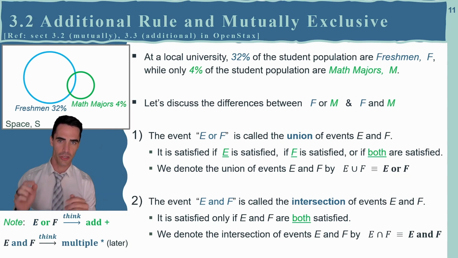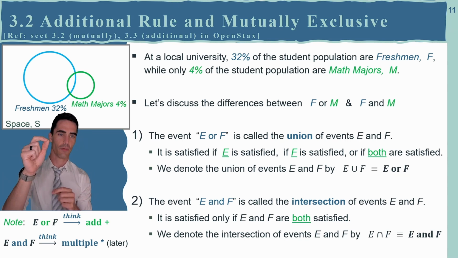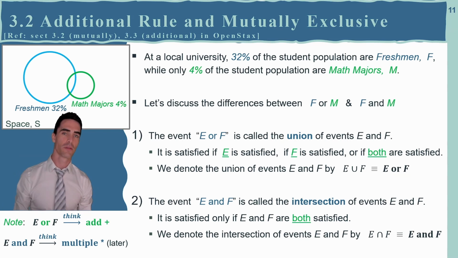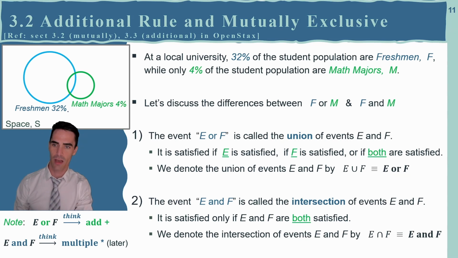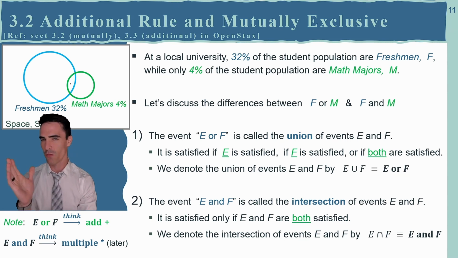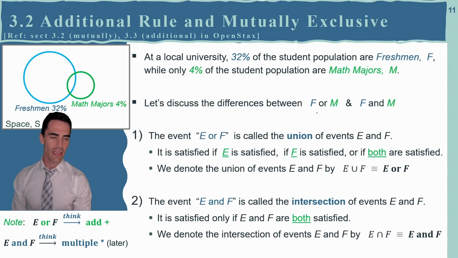Much of our introduction here is going to center around this idea that we have a local university, 32% of which are freshmen and 4% are math majors. And so I have my little Venn diagram up top here showing, again, maybe there's overlap, we're not quite sure, but let's discuss what that interaction is. There's two different relationships that we can look at here. The first is freshman or math major, and the second one is freshman and math major. Let's talk about the or one first.